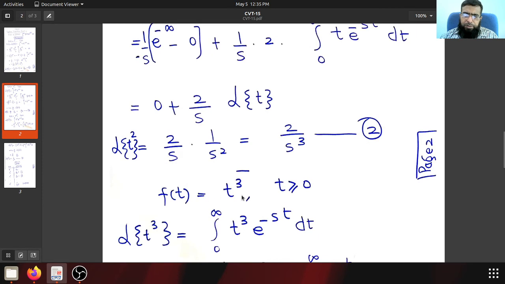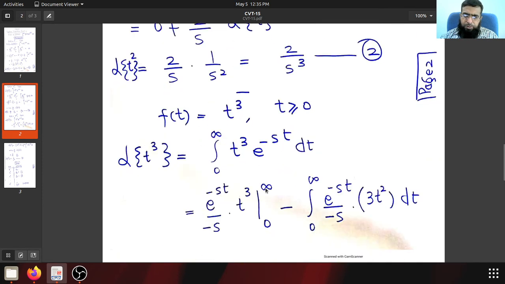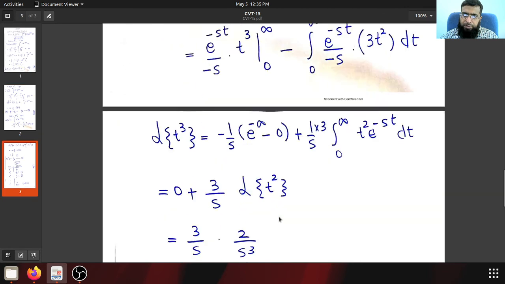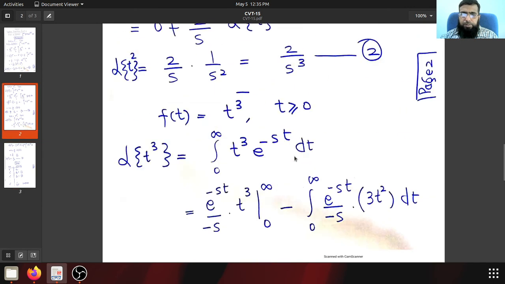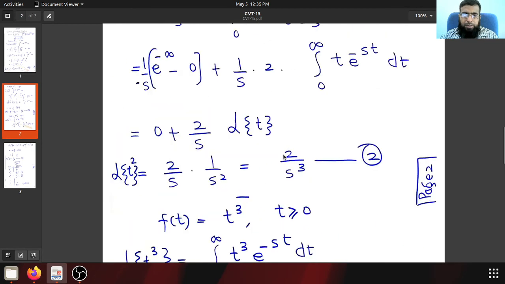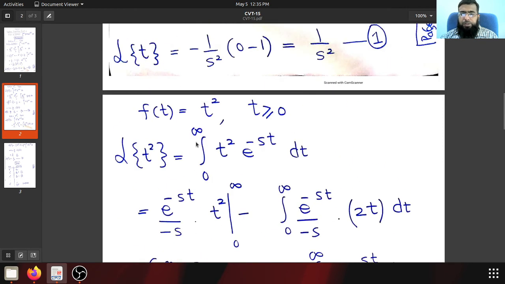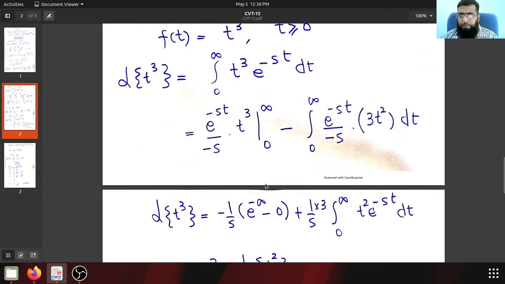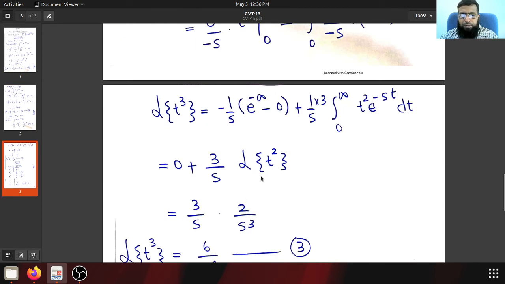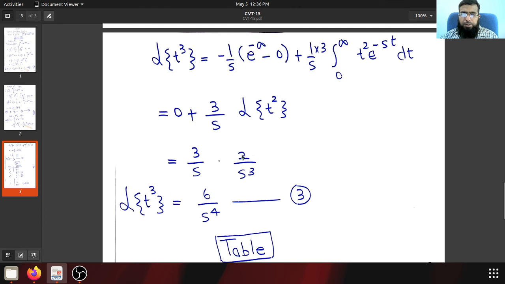Right, and then f of t is t cube for t greater than or equal to 0, and we solve in the same way, except we have 3t squared here because t cube when differentiated becomes 3t squared, and putting limits we reach here t squared e to the minus st. T squared e to the minus st integrated from 0 to infinity is the Laplace transform of t squared. So we plug this value in here, the Laplace transform of t squared, and it becomes 3 times 2, 6 over s to the 4th.